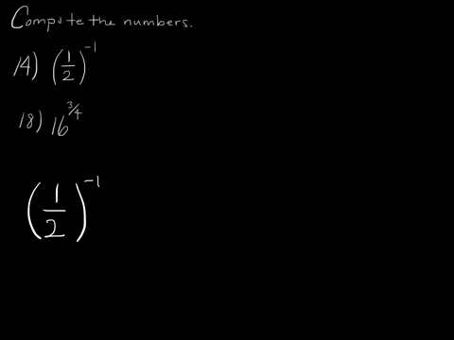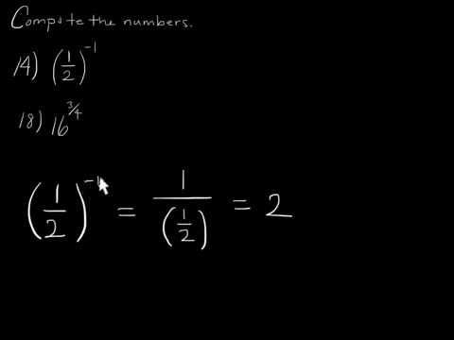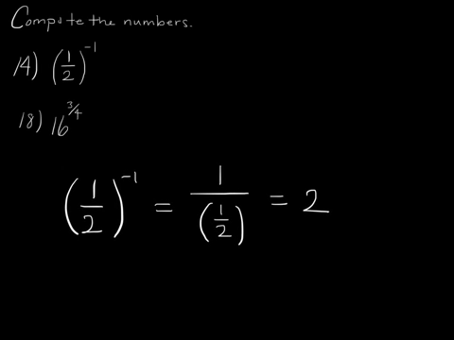A -1 exponent means you place the value under the denominator 1. So this is the same as 1 over 1/2, which equals 2. A nice easy thing to remember is if you have a -1 exponent, you can simply flip the numerator and the denominator. In fact, to get rid of any negative exponent, you can simply flip the numerator and the denominator, leaving the exponent in its positive version. That's number 14.